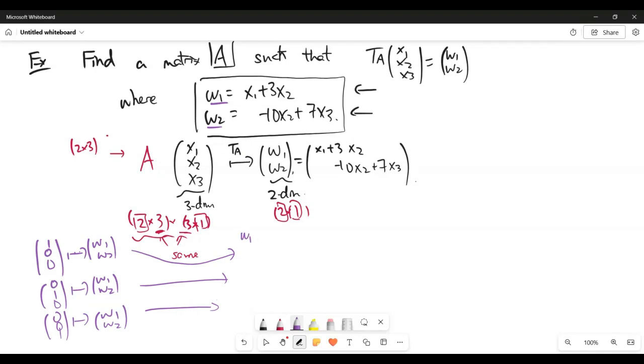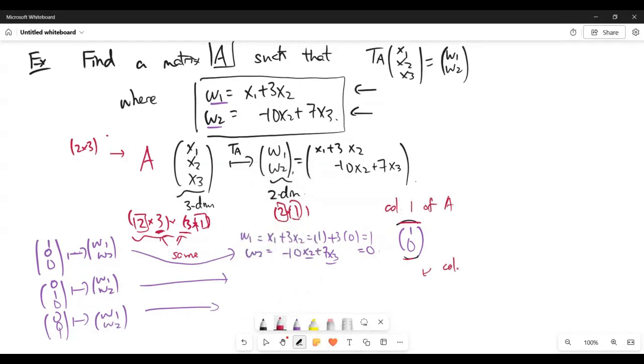W1 is basically x1 plus 3x2, and x1 is 1, x2 is 0, right? And W2 is minus 10 x2 plus 7 x3. Both x2, x3 are 0, right? So it means we're getting a vector, we call it the column 1, 0. And if you recall the last exercise, this one must actually be column 1 of A. Then you can do the remaining. You will get column 2 of A and also column 3 of A. And then you'll get the matrix A automatically.